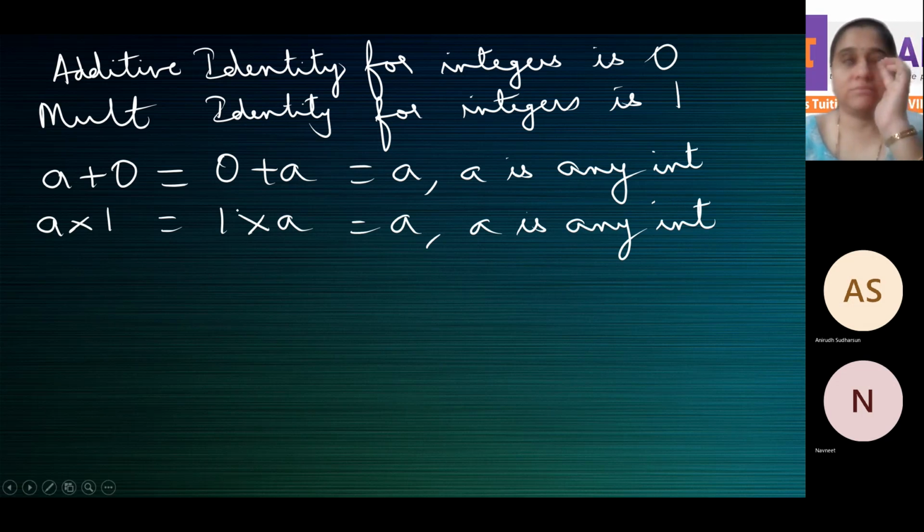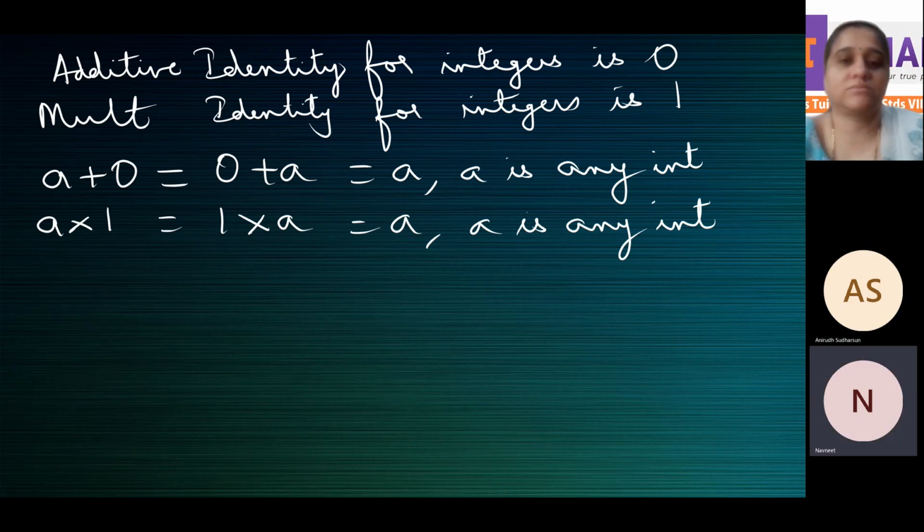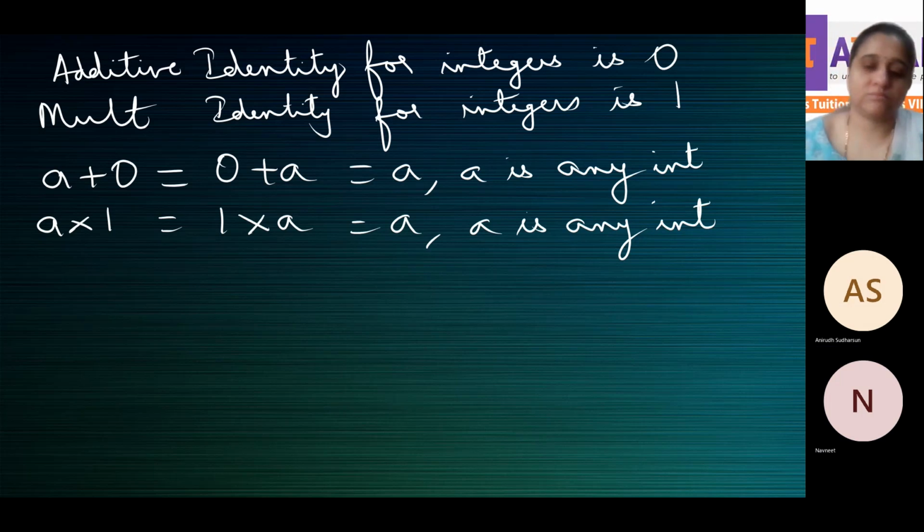Is this clear, children? Navneet and Anirudh? Yes, ma'am. Anirudh? Yes, ma'am. Very good.